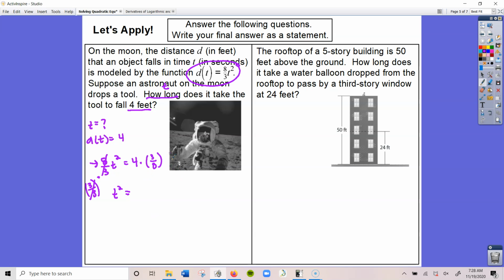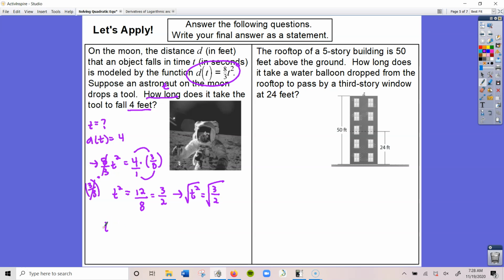And when we multiply numerator with numerator, denominator with denominator, 4 times 3 is 12, and 1 times 8 is 8. And we can simplify 12 over 8 to be 3 over 2. So now I have that t squared is equal to 3 over 2. And now I would square root both sides.